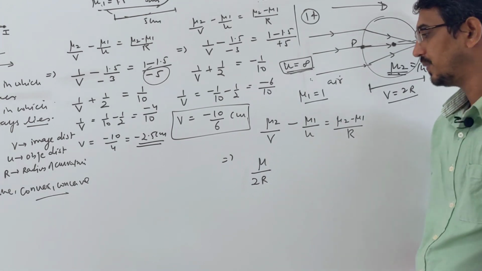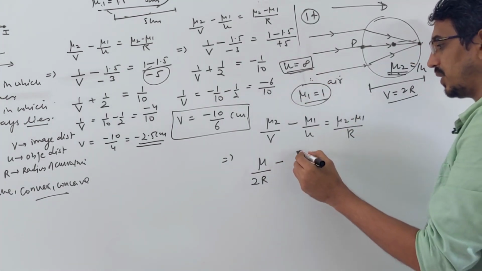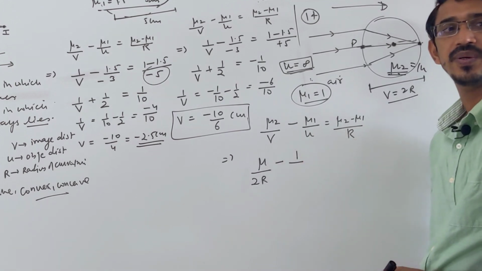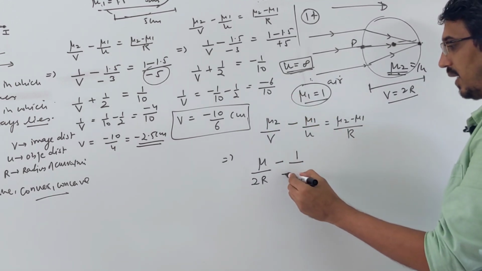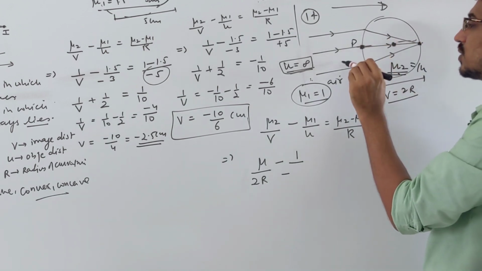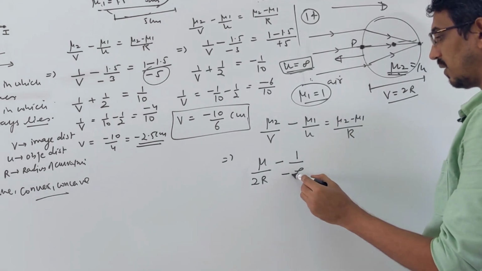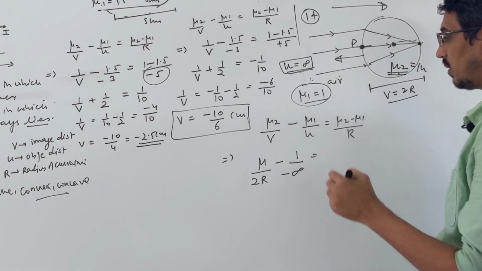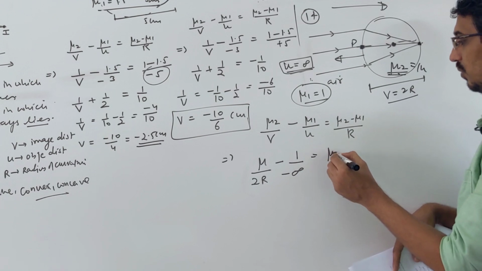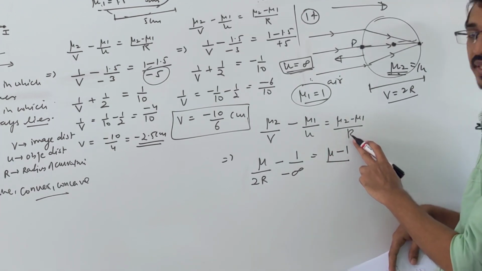That's your image distance. Mu1 means the refractive index of air, which is 1. Object distance is infinity. It is minus, because we measure the distance of the object going against the light, so minus infinity, is equal to mu2 minus mu1, which means mu minus 1, by the radius of curvature.